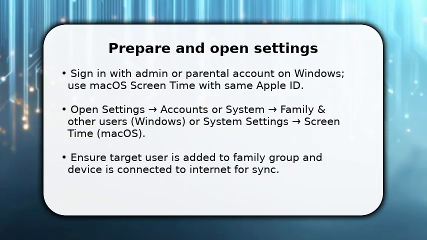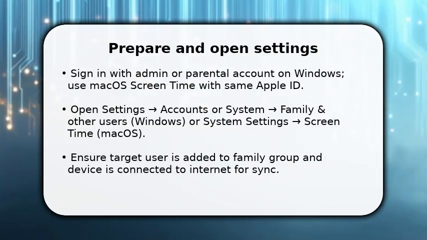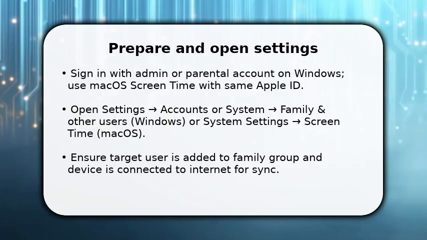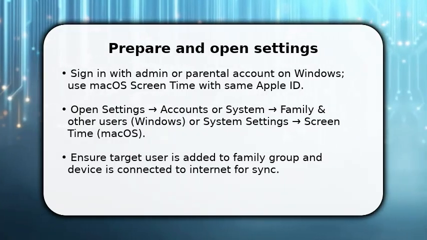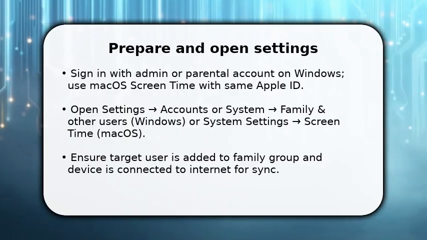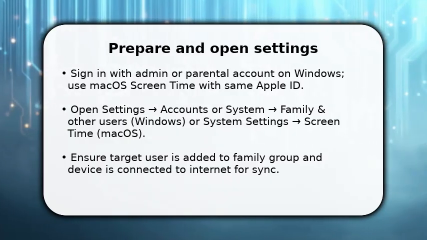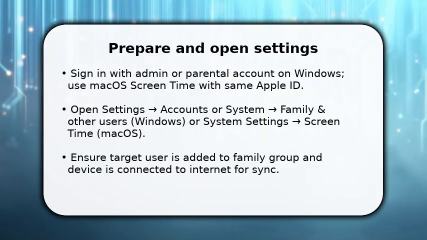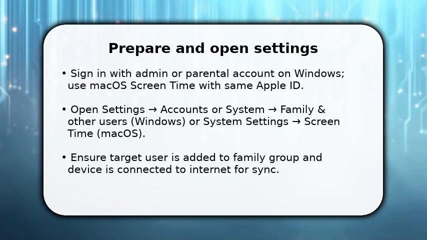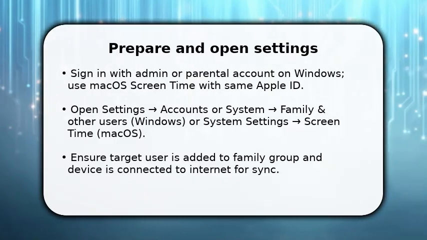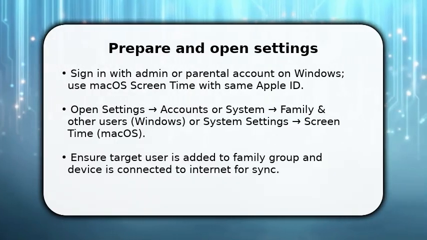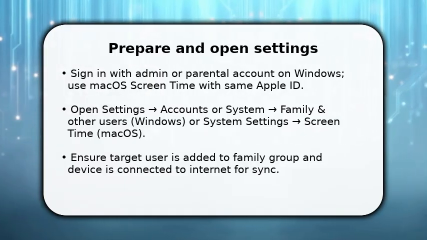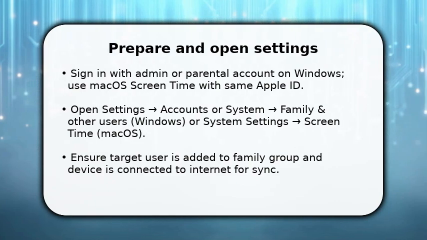You start by making sure you have the right account and access. Sign in as an administrator or parent, then add the child or secondary user to your family group. Open Windows settings, Accounts, Family and other users, or on macOS go to System Settings, Screen Time. Once done, confirm the device is online so limits sync across devices. This lets you impose consistent rules and ensures you can manage screen time remotely without redoing setup later.